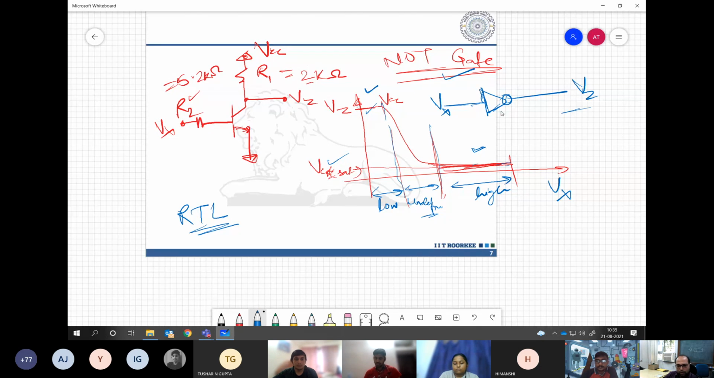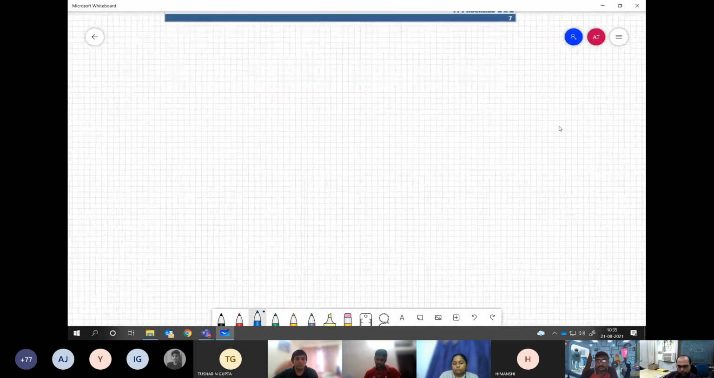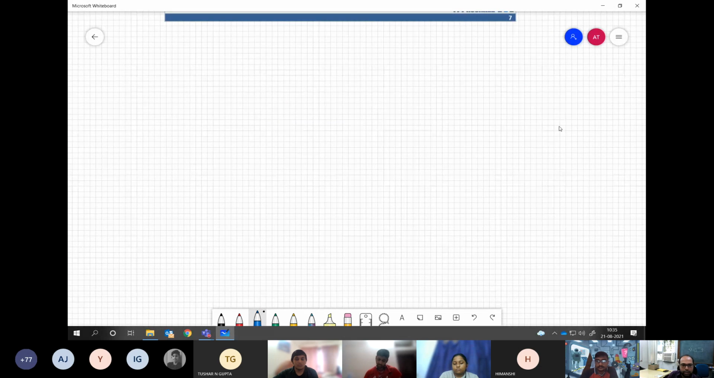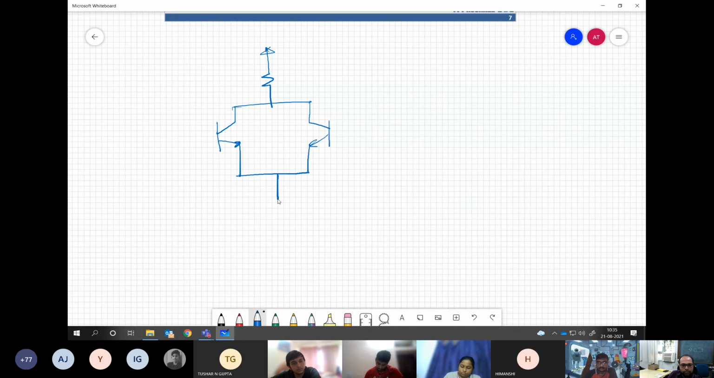Now let's go to realize another gate. Let us see what we are getting. You have a configuration something like two transistors pulled up through the same common resistance, and the emitter is grounded. It's very rare that we don't connect any resistance over here, though sometimes those configurations were also available.